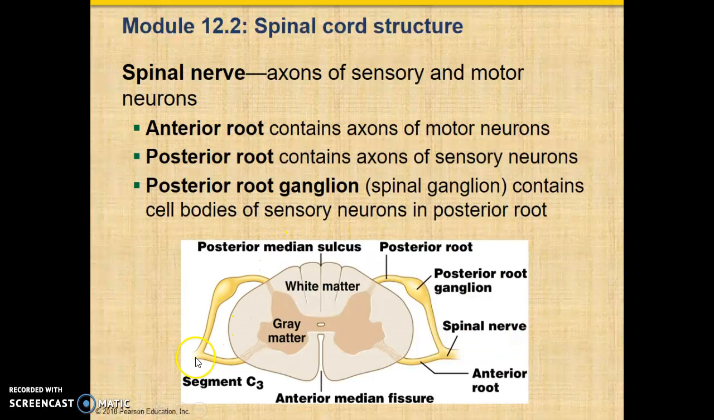The spinal nerve, so here's our spinal nerve here. It contains axons of both sensory and motor neurons. The anterior root contains axons for motor neurons, and the posterior root contains axons for sensory neurons. This posterior root ganglion contains the cell bodies of the sensory neurons.